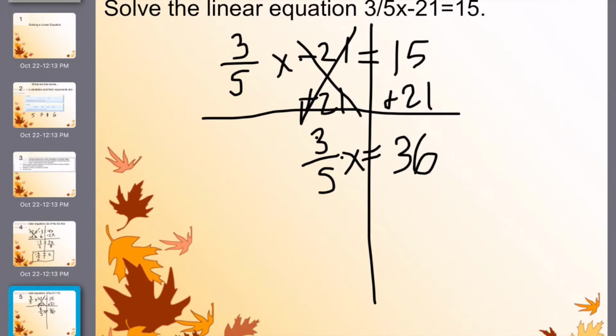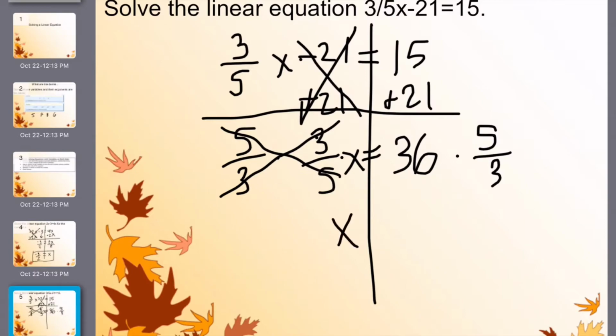But remember, dividing by a fraction means I need to multiply by the reciprocal. Whenever I divide by a fraction, I need to multiply by the reciprocal. So I'm going to multiply by 5/3 on both sides. My 5's cancel out and my 3's cancel out, and I'm left with just x on the left-hand side. And I need to do 36 times 5, which comes out to be 180, and I divide that by 3, and I'm left with 60 as my final answer.